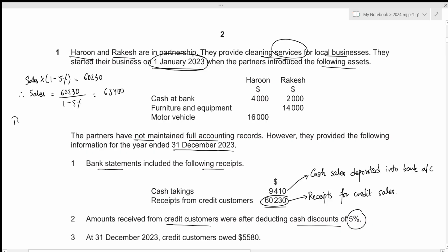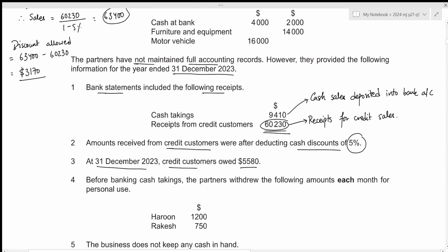Now the discount allowed is just going to be the difference between the total sales, which is 63,400, and the amount that was received, which is 60,230. So 63,400 minus 60,230. This results in the amount of 3,170, which is the discount allowed. Then at 31st December 2023, credit customers owed 5,508. So this will act as our closing trade receivables.